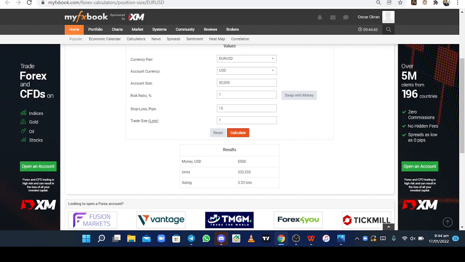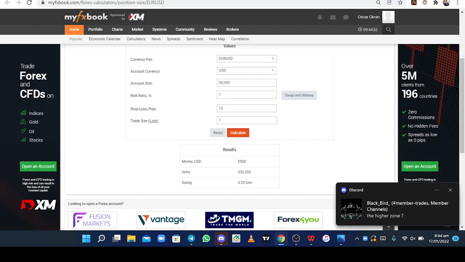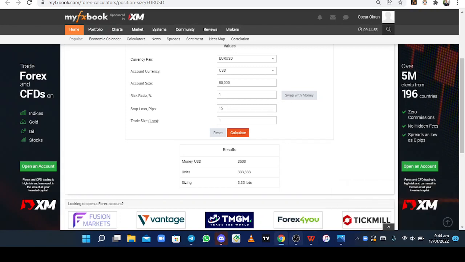So always try your best to use the position calculator to get the actual lot size you're supposed to use, rather than using any lot size at all. That's what I wanted us to look at this morning.